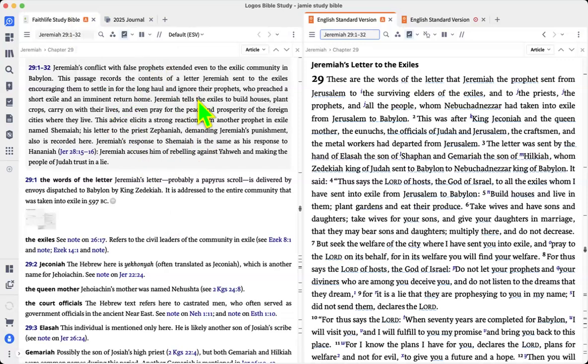Remember, they have these grayed out sections. These are just summaries and bonus stuff that it's adding. And so anytime you see a grayed out section, I want to encourage you to read it. If you notice, here is a little summary paragraph about Jeremiah 29, 1-32.